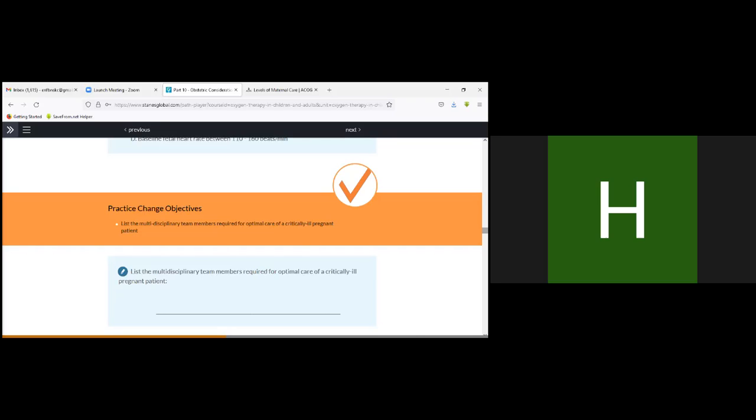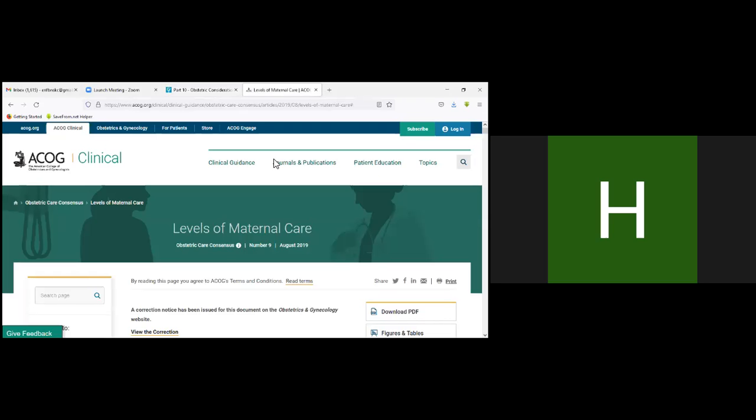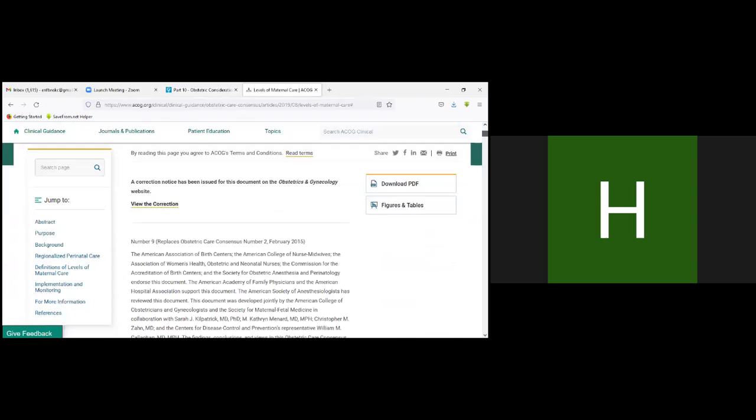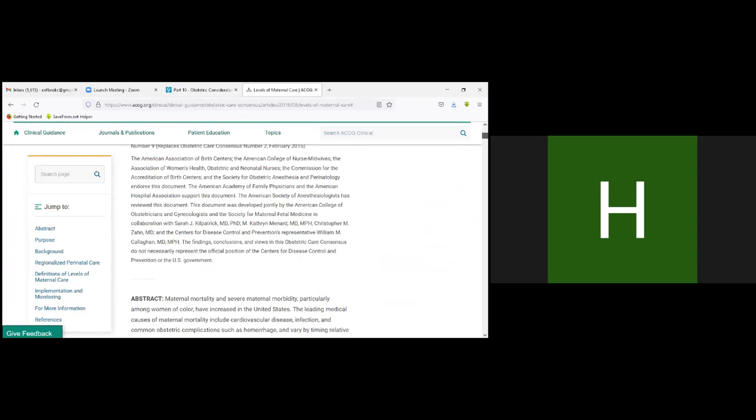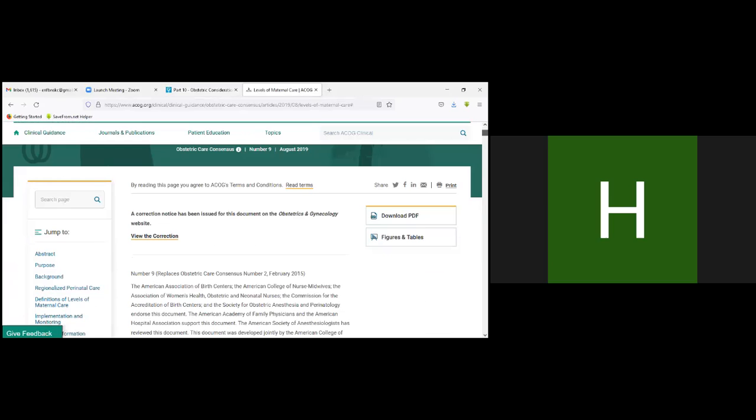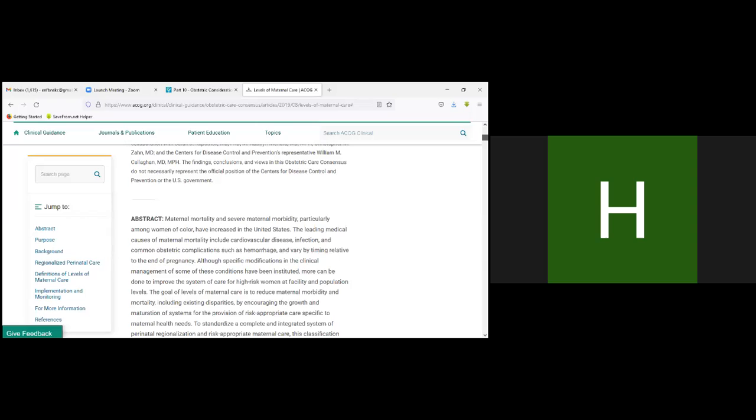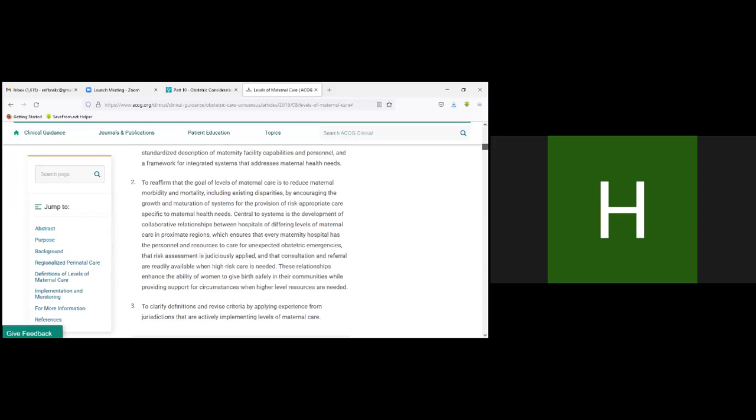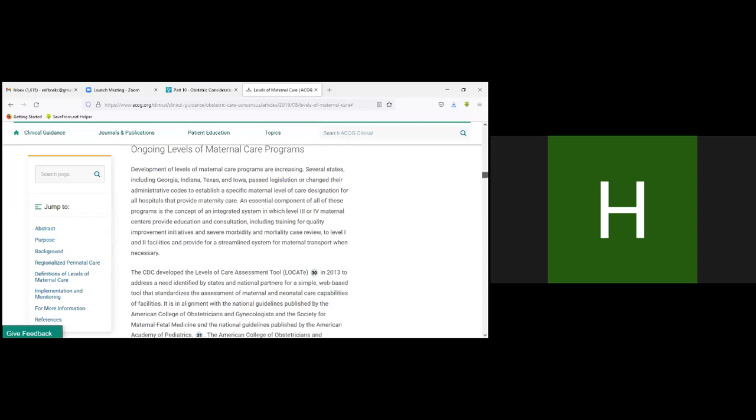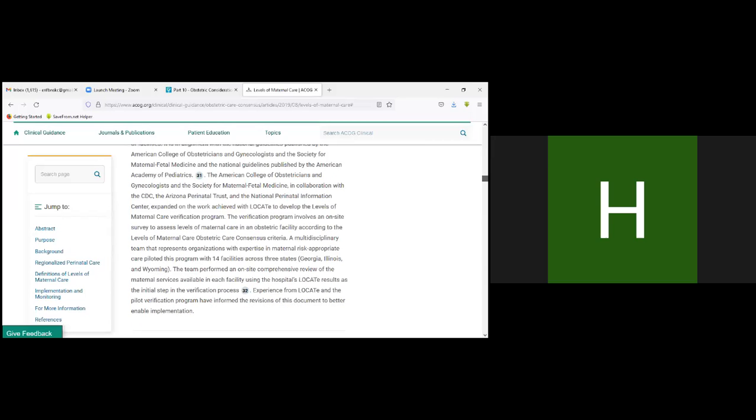There's a whole team. I think we have a resource that we could click and see. Here, this resource is talking about levels of maternal care. And if you go down, we have the table. Can we scroll down? There's a table down there.